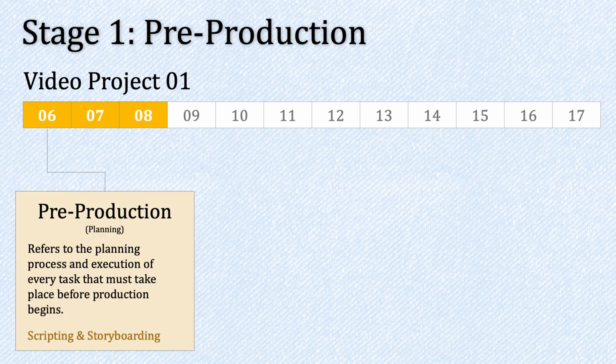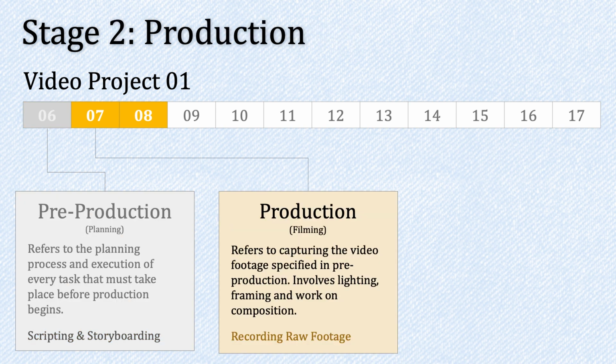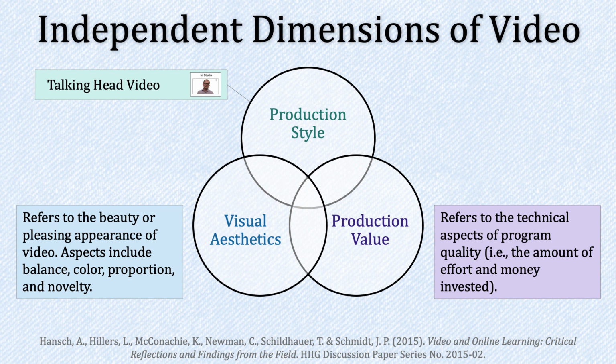So let's get started. As we've talked about the last couple of weeks, we're focusing on Video Project 1. Last week, we were all about pre-production, scripting and storyboarding our first video project. This week, we're going to focus on filming our talking head videos. In other words, we're going to be putting everything together that we've talked about so far this semester to create our first educational film. Keep in mind the independent dimensions of video, production style, visual aesthetics, and production value, because this week, when we're filming our raw footage, all of this is going to come together.